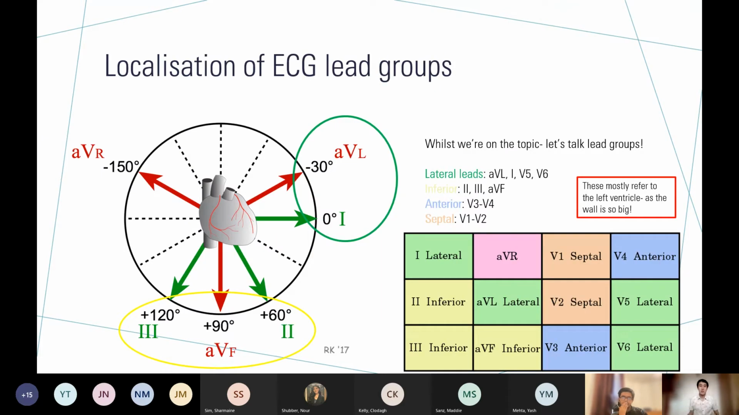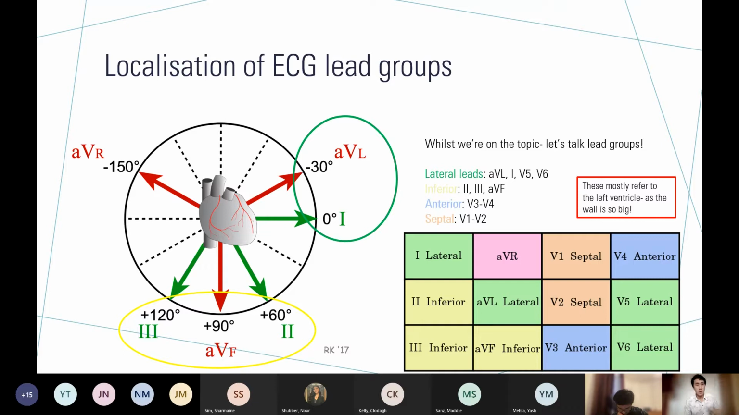Fab. So localization. It's a bit out of place here, but it's useful because we were just talking about lead groups. So I know some people like to rote learn which leads mean what. Not that helpful. If you just look at this diagram, the ones that are lateral are the ones that are going in that direction. Okay, so lead 1 and AVL. Alongside those, we're just going to look at the lateral chest leads, the ones that are furthest to our left. So V6, V5. That's our lateral group. Nice and easy. Inferior, again, look at the diagram, which ones are pointing down. Right wrist to left wrist, 2. Left wrist to right wrist, 3. And then AVF.